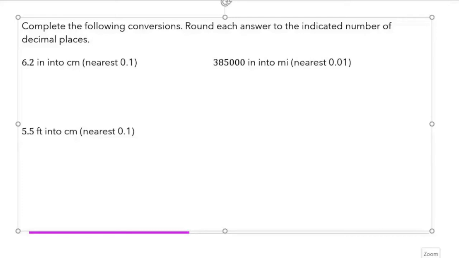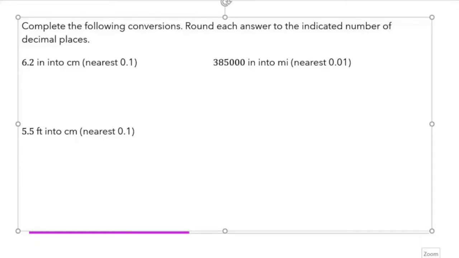Let's have a look at unit conversions that are between units in the US customary system or between units in the US customary system and units in the metric system. Let's talk about the general idea of unit conversions. I'll do that using the first example.